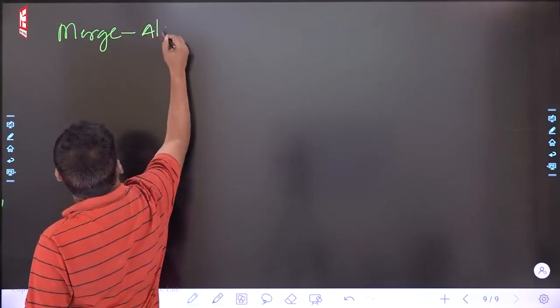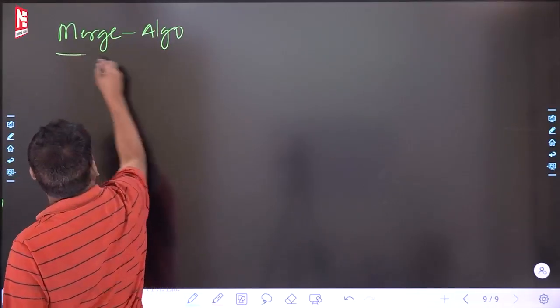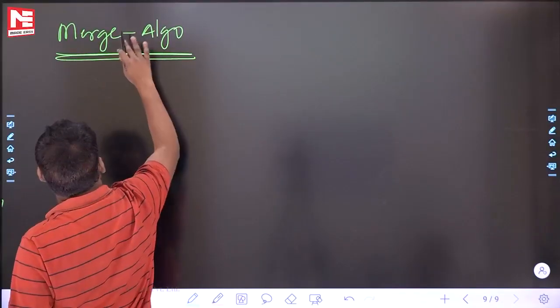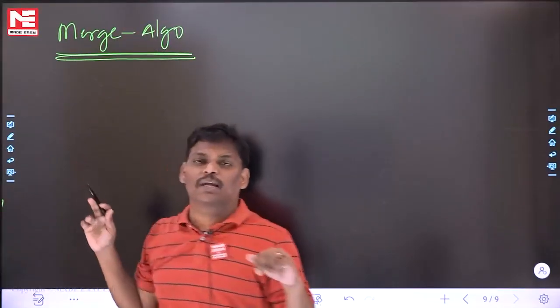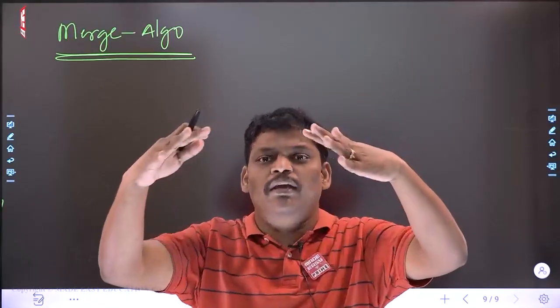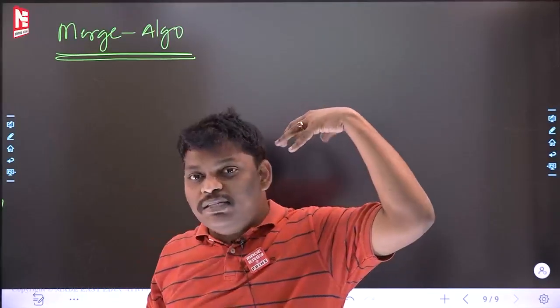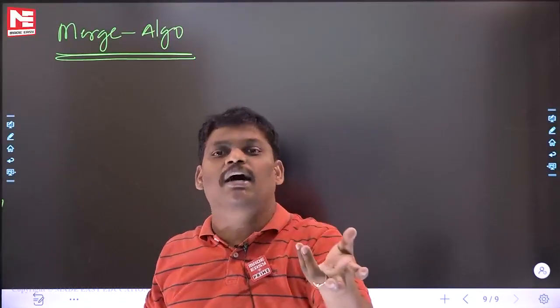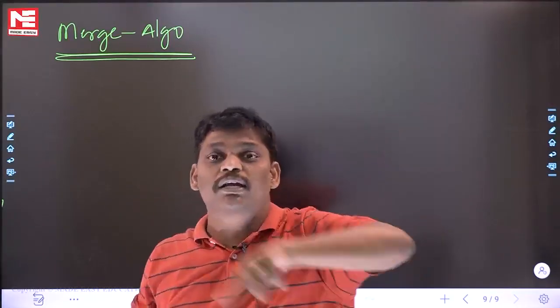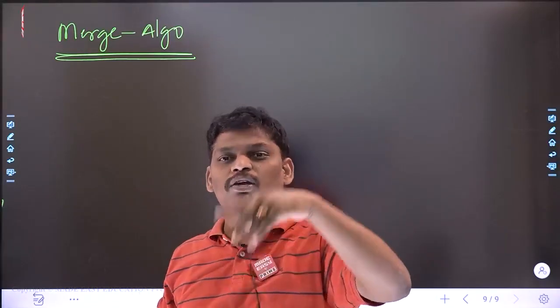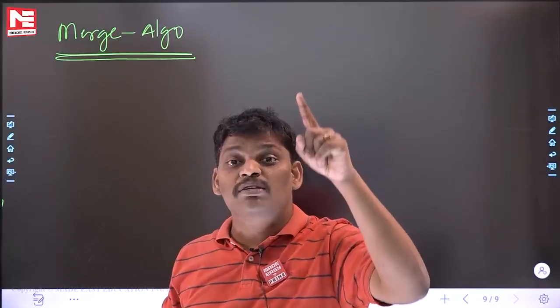Please be careful. It is not merge sort, it is the merge algorithm. What is the meaning of merging? Combining, right? Because inside merge sort you are using the merge algorithm, that is the reason this sorting technique is given the name merge sort.